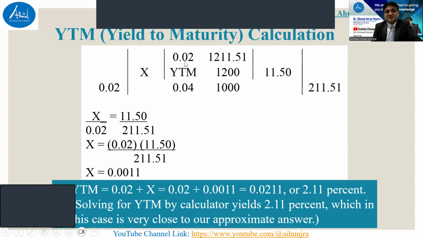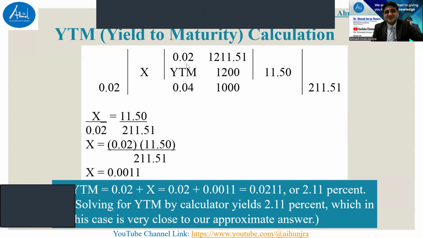The difference between YTM and 0.02 we denote as x. So for 2% and 4%, the difference is 2%. Here the difference between 1211.51 and 1200 is 11.51, and the difference between 1211.51 and 1000 is 211.51. So x divided by 0.02 equals 11.51 divided by 211.51. After simplifying, the value of x is 0.0011. So YTM is equal to i lower plus x.